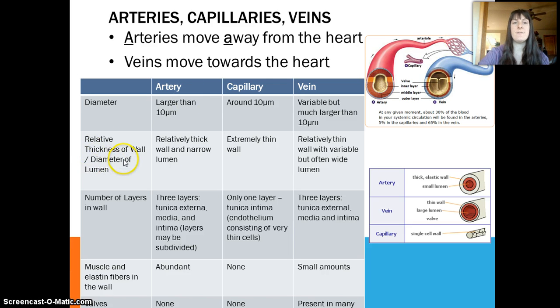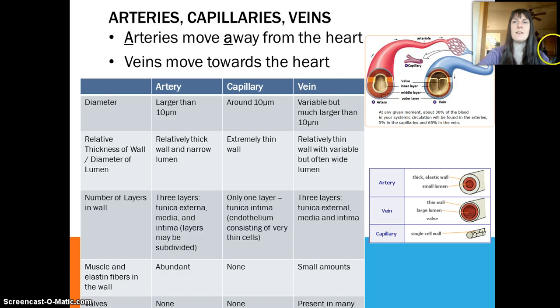Now if we look at the relative thickness of the wall and diameter of the lumen, being the space in the middle, we see there's some differences between arteries, capillaries, and veins. First, arteries have this relatively thick wall and a relatively narrow lumen. If we think about why, arteries are connected to the heart itself, and every time the heart squeezes, a large volume of blood will be pushed through with a large amount of pressure. And so these walls are thick to prevent any aneurysms, which is a hole happening in the vessel, from occurring.